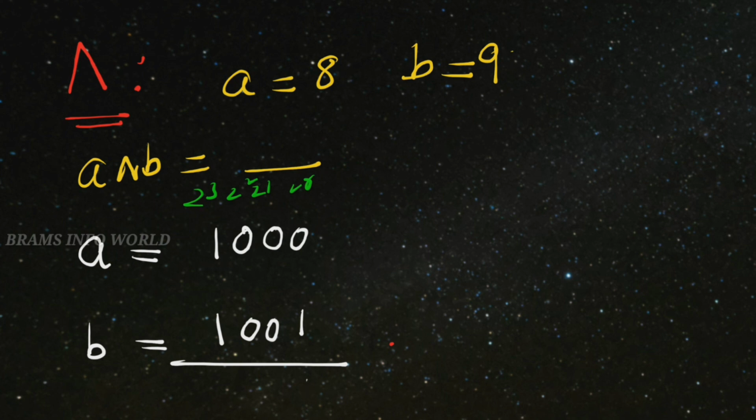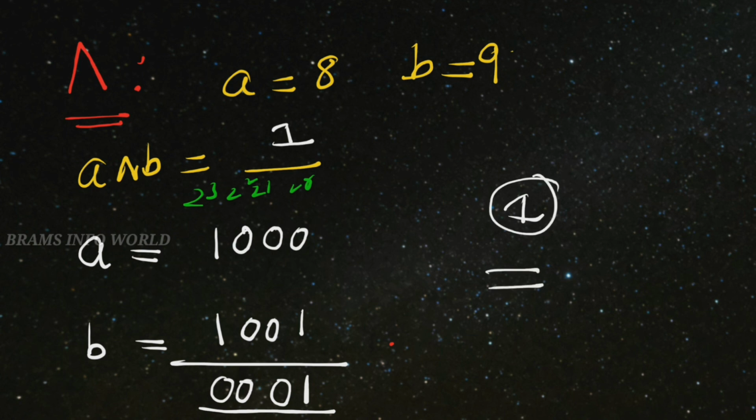0 1. See, as per the truth table of XOR, if any one input is true, then the result is true. Remaining, if both are false, false. If both are true, false. So 0 0 0 1, 0 0 0 1, 1 1 0. So this is our result. And what is the output? 2 power 0. 2 power 0 means 1 is the output. 1 is the output.